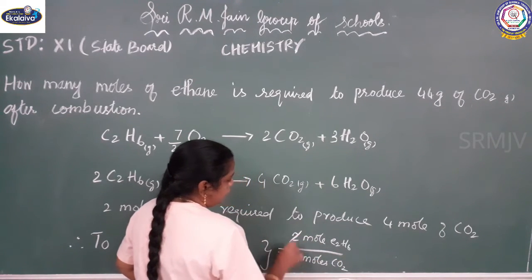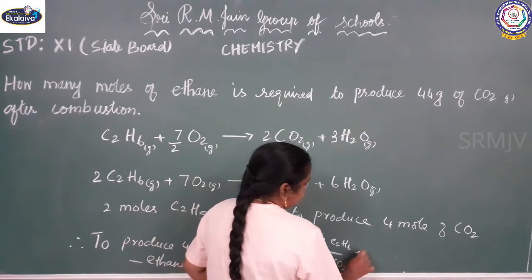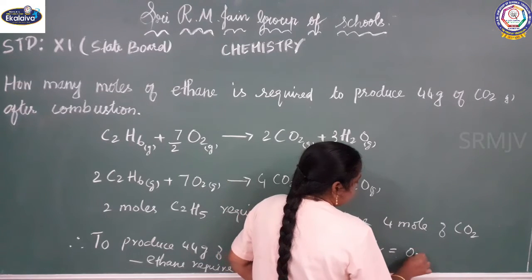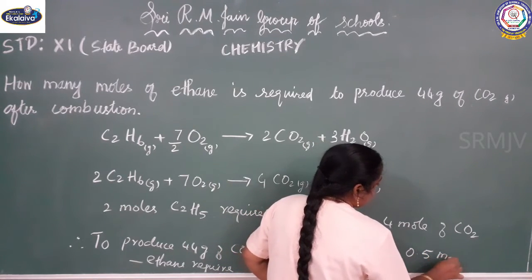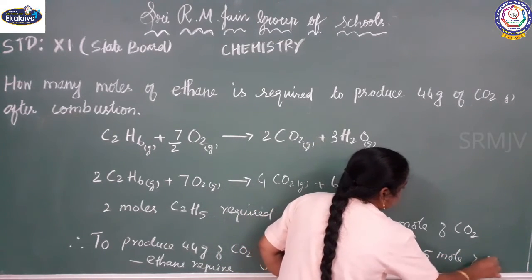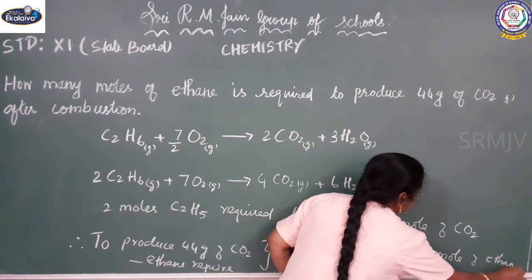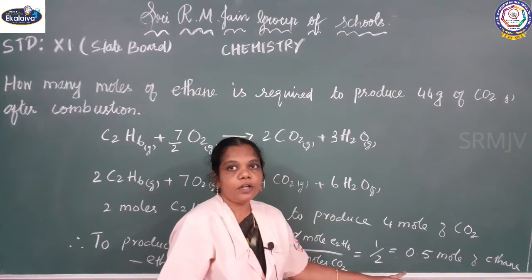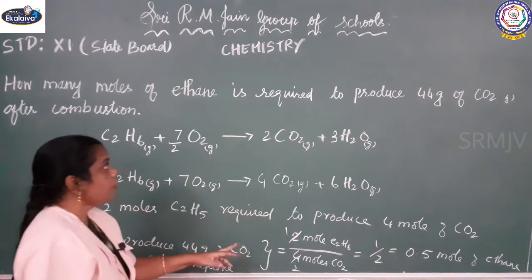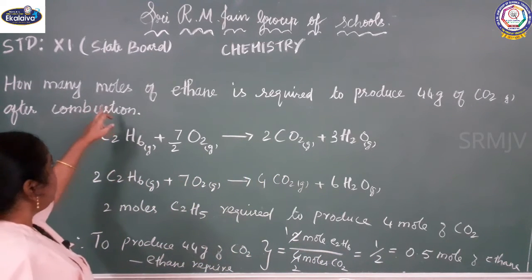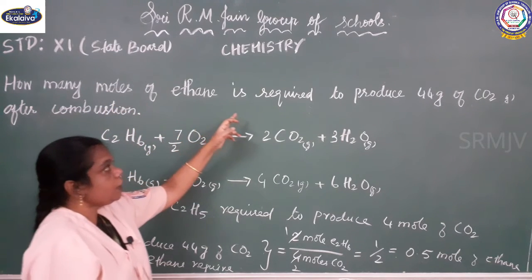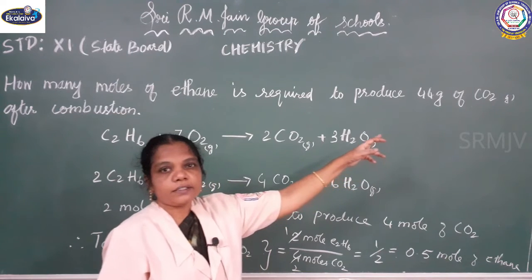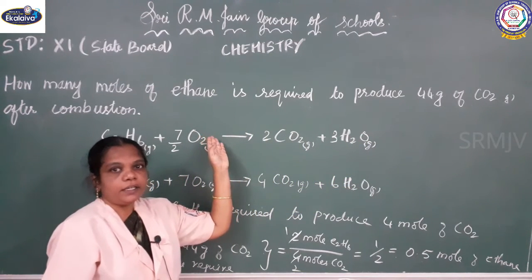So if you cancel, 1 by 2 equals 0.5 moles of ethane. So by this you come to know how many moles are required: 0.5 moles of ethane is required to produce 44 gram of carbon dioxide for the combustion reaction.